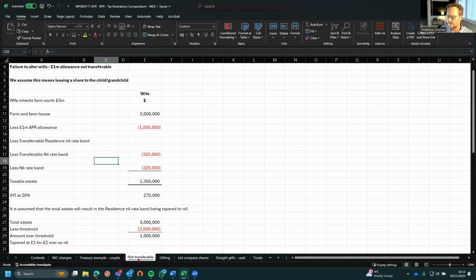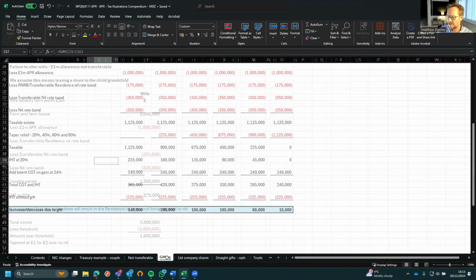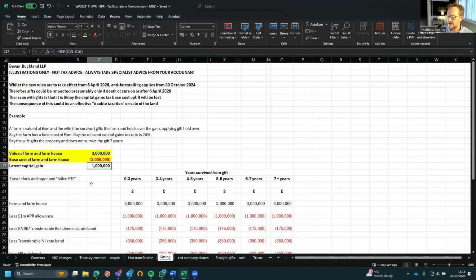And one of the things that's really not coming out, which I think is really, really important, is that if you gift something, a business asset, you're normally going to hold over the capital gain, because if you don't hold over the capital gain, you're going to have capital gains tax to pay on the gift. And if you're making a gift, you've had no money to pay the capital gains tax. So of course, if you could, you'd hold over the gain. So this is an example of a farm, and I have one for a company.